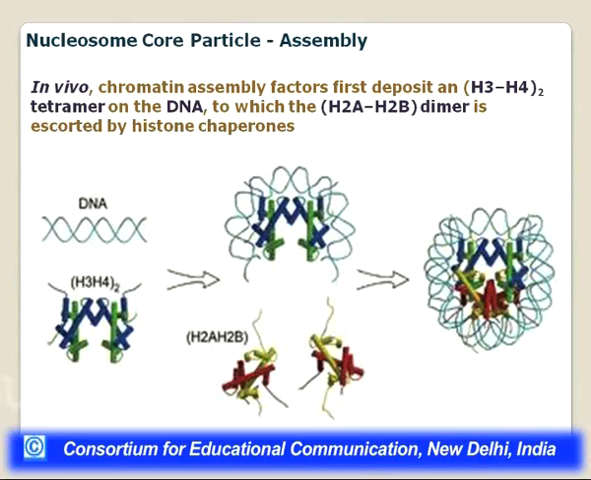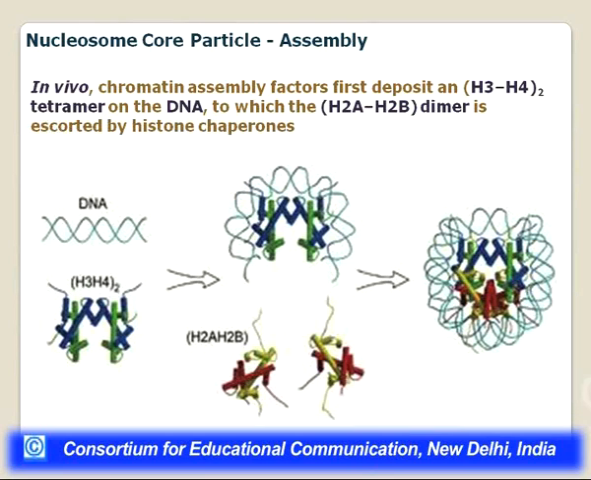So how does the nucleosome core particle assembly occur? In vivo, the chromatin assembly factors first deposit an H3, H4 tetramer on the DNA, to which the H2A, H2B dimer is escorted by histone chaperones. This is very important because again the nucleosome organization is not spontaneous. It needs molecular chaperones. Chaperones are protein molecules which aid in the folding of protein molecules.